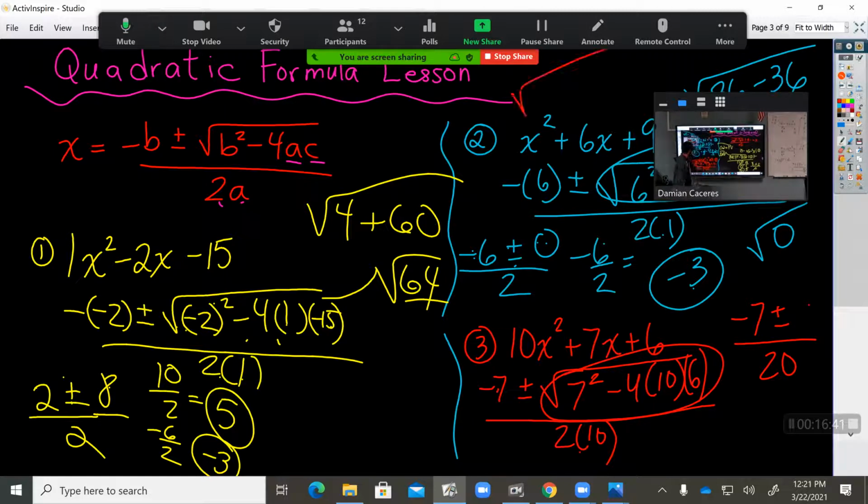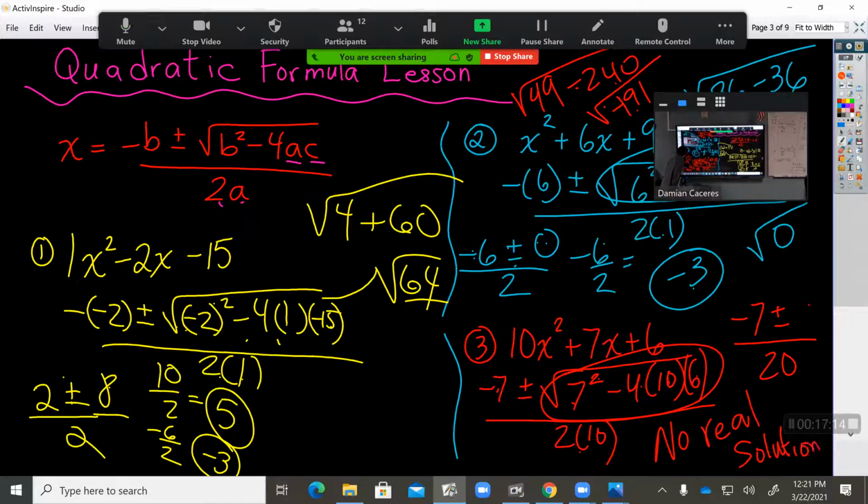Now, when I go simplify that radical, 7 to the second power is positive 49. Negative 4 times 10 is negative 40. Negative 40 times 6 is negative 240. 49 minus 240, is that going to give me a positive or a negative result? That's going to give me a negative result, negative 191. If you have a negative inside of the square root, you stop working and you write what? No real solution. You with me?